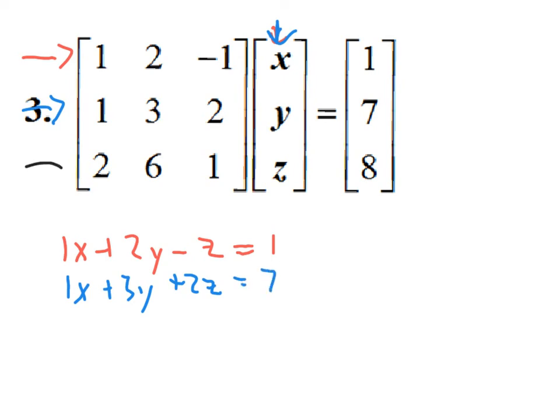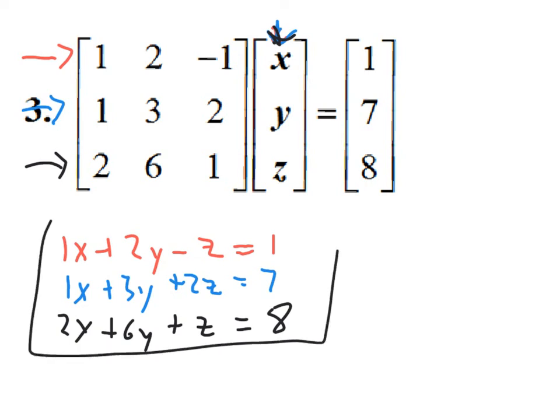And your last one, as you can see where this is heading, 2 times x plus 6y plus z is 8. And we're not going to go backwards. We're actually going to use matrices to make this more simple for us. So we'll take a system like this, convert it to a matrix, and have it solved for us.